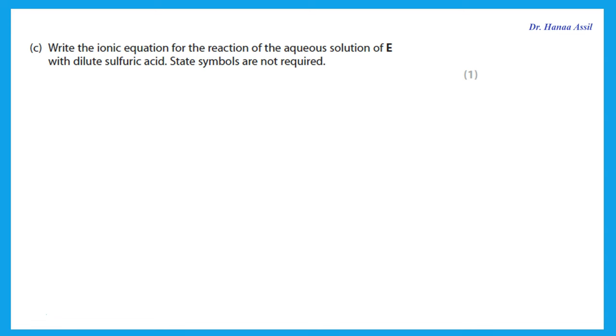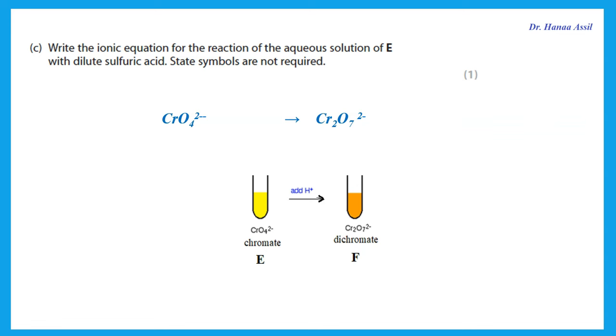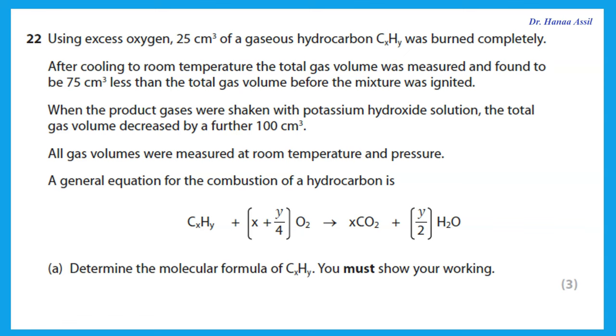Write the ionic equation for the reaction of the solution of E with dilute sulfuric acid. E with dilute sulfuric acid was the chromate going to dichromate. So we're starting with chromate going to dichromate. We want to write an ionic equation for that. Well, you should balance. We need water on one side and H plus on the other. Remember, we're doing this in dilute sulfuric acid, so the H plus has to be before the arrow. And then we check to make sure it is balanced. It's not balanced. We need to put a 2 in front of the chromate. Now, is it balanced? Yes.